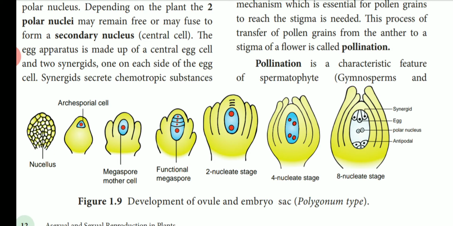Now how were the polar nuclei formed? One cell from the micropylar end comes to the center here. Similarly, from the lower portion, one cell from the chalazal end forms and comes to the central portion. Those two are the polar nuclei. These synergids and the egg together we call the egg apparatus. The one in the center is the egg cell, and on either side of the egg we can see 2 synergids, and down below we can see the antipodal cells. In the center are the polar nuclei. The polar nuclei fuse together to form the secondary nucleus.